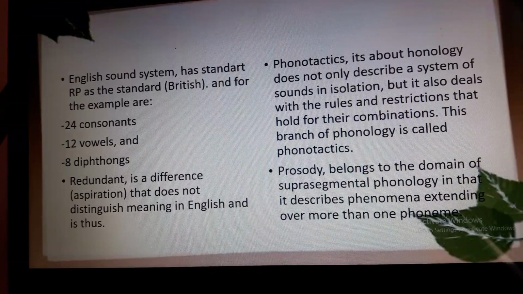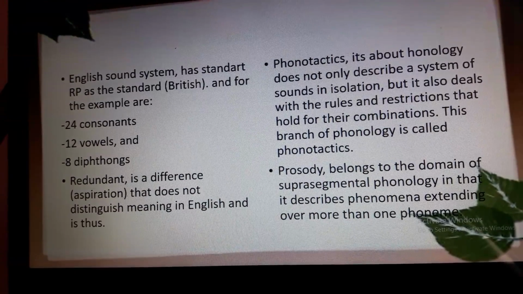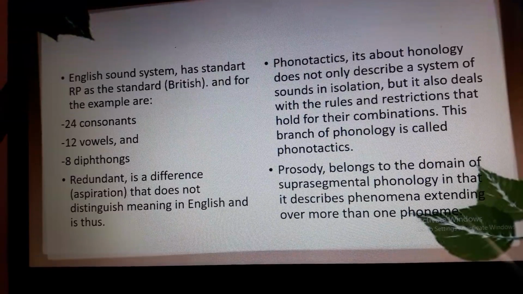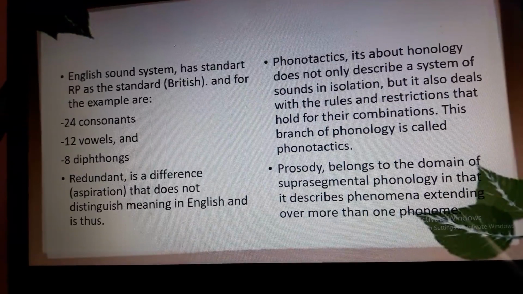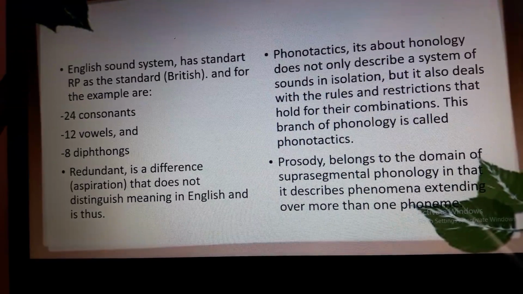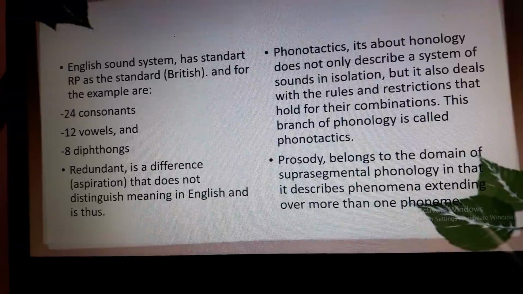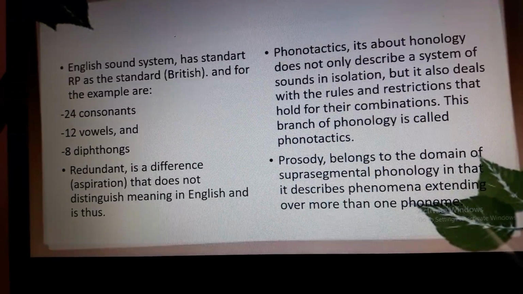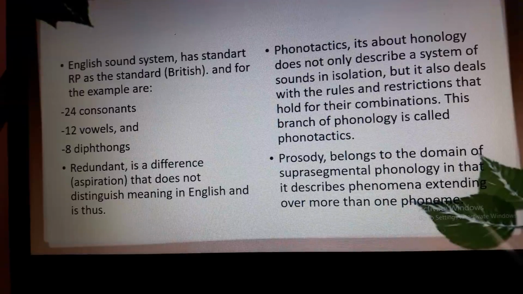And third, we have phonotactics. It's about phonology that not only describes a system of sounds in isolation, but it also deals with the rules and instructions that help for their combination. This branch of phonology is called phonotactics.